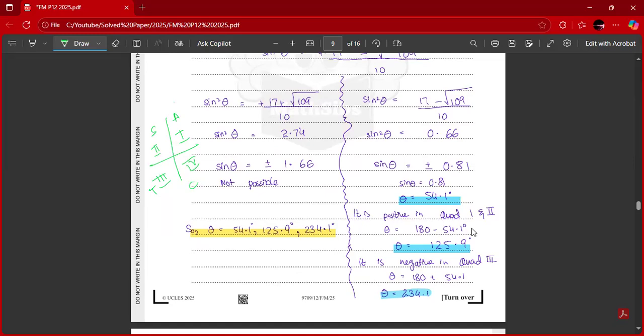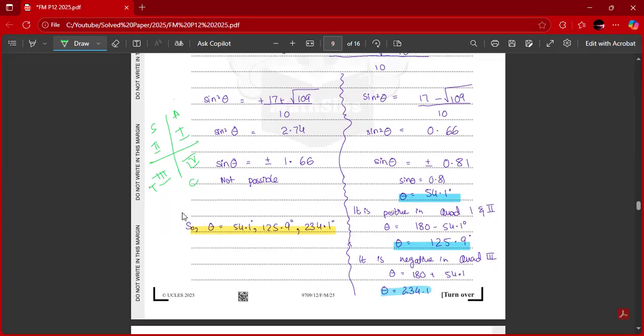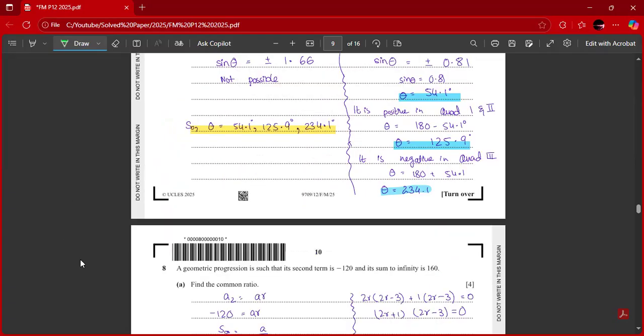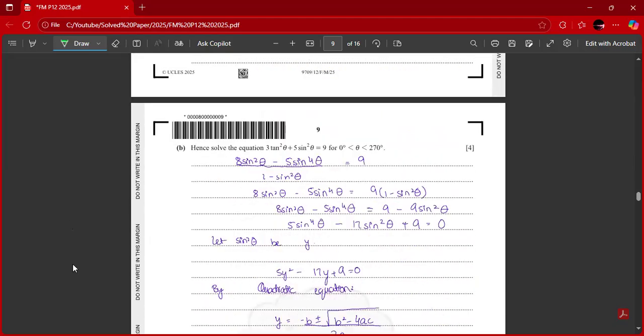These are the formulas you're supposed to remember. I can't do anything to help you in this part, you have to just remember these things as well. And it is negative in quadrants 3 and 4. But in quadrant 4, it exceeds the limit of 270. Hence, we're just going to take quadrant 3, 180 plus the given angle 54.1. We get our three answers. So theta is equal to 54.1, 125.9. We are rounding off the angles to 1 degree. That's fine.